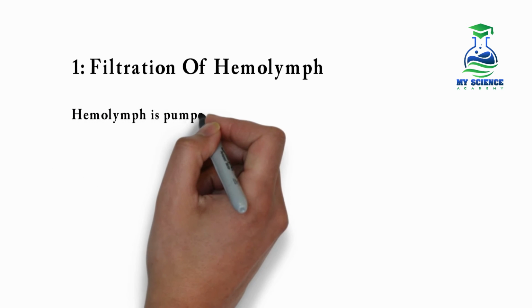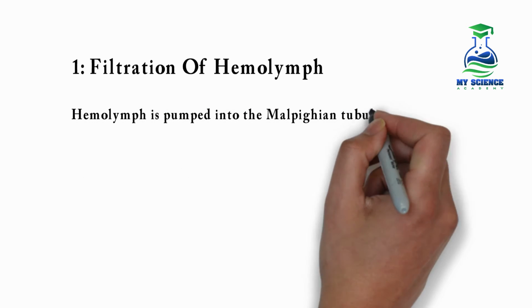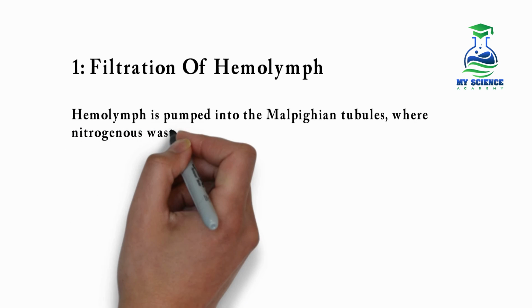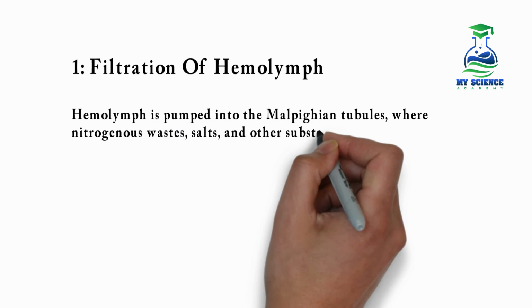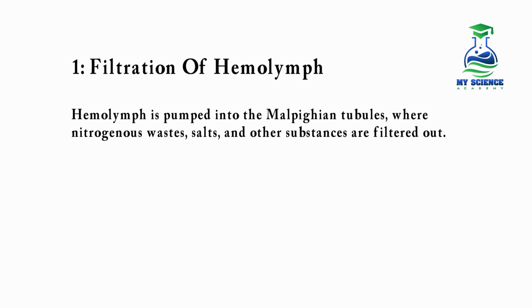Number 1. Filtration of hemolymph. Hemolymph is the blood of cockroach. Hemolymph is pumped into the Malpighian tubules where nitrogenous waste, salts and other substances are filtered out.